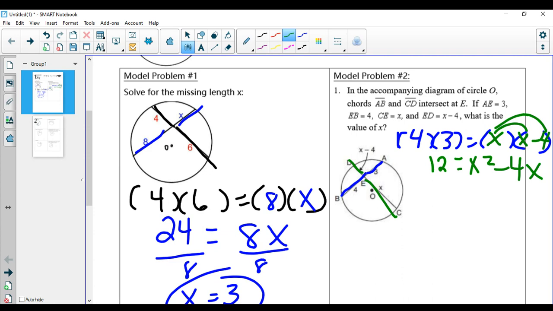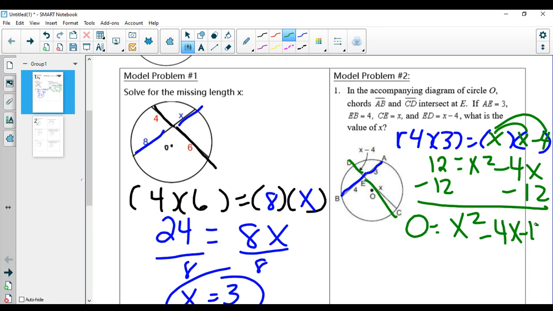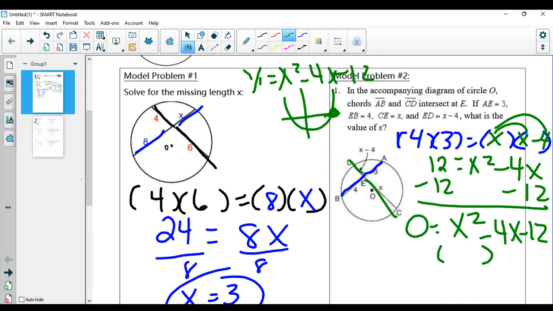If you notice, a trinomial was formed: you have an X squared term, an X term, and a number. So you've got to get the 12 to the other side of the equal sign. You want a 0 so that you can factor. From here, you could put it in Y1 of the calculator, and then you would get a parabola. We're looking for the positive answer. Or you can factor.